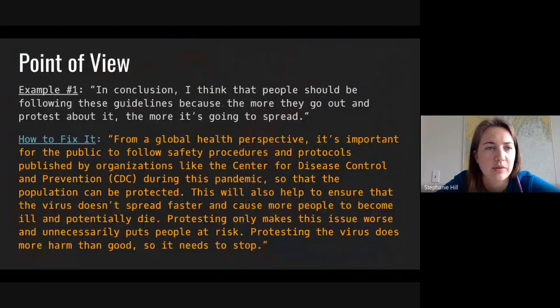This is an example that I took from a student's writing, and this was in her conclusion. She said, "In conclusion, I think that people should be following these guidelines because the more they go out and protest about it, the more it's going to spread." Now, in this student's argumentative essay, they were talking about how protesting is essentially pointless and that it's not serving the community any good.